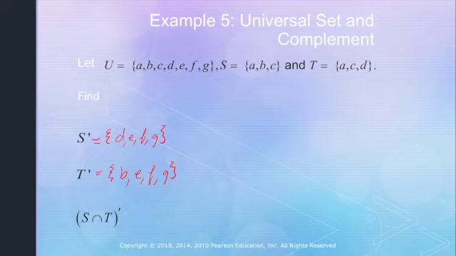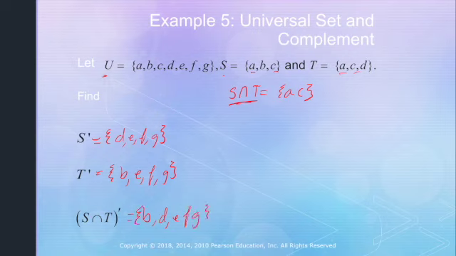Now, I want to find the complement of S intersection T. So first let's find S intersection T. Where do S and T intersect? Well, they intersect at A and C. Now, if I want to take the complement of A, C, that's going to be everything in U that's not in S intersect T. So that gives me B, D, E, F, G. Let me put brackets around that.